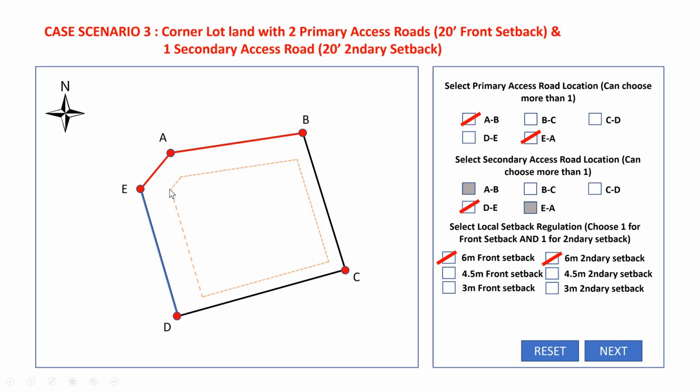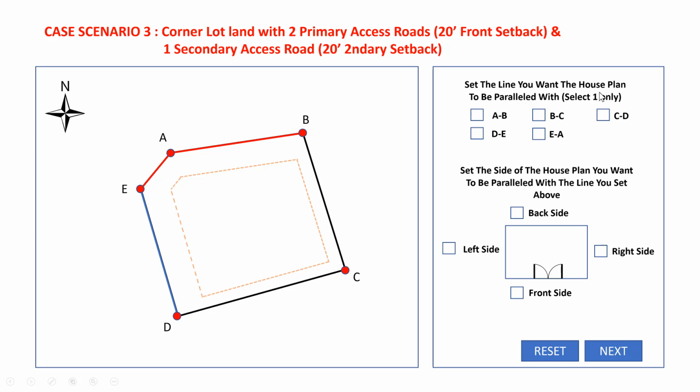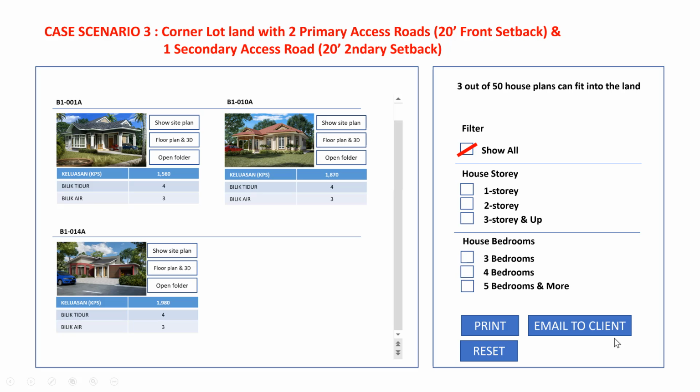If this one were 3 meters, it would be closer to this line. Okay, so same here. If I choose next, I have to choose the line parallel to the house plan first. So same, I'll try BC and the left side of the house plan. Then if I click next, because my boundary is now smaller, I may be able to fit fewer houses than before. Okay, this is just an example. Before, with the boundary bigger, I could fit four houses, but now only 3 houses match the land.